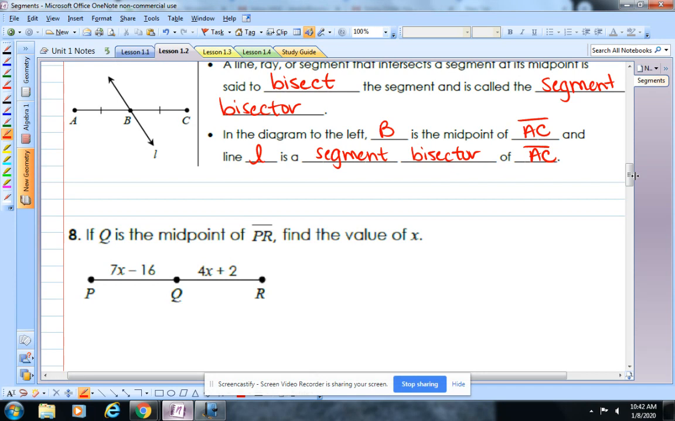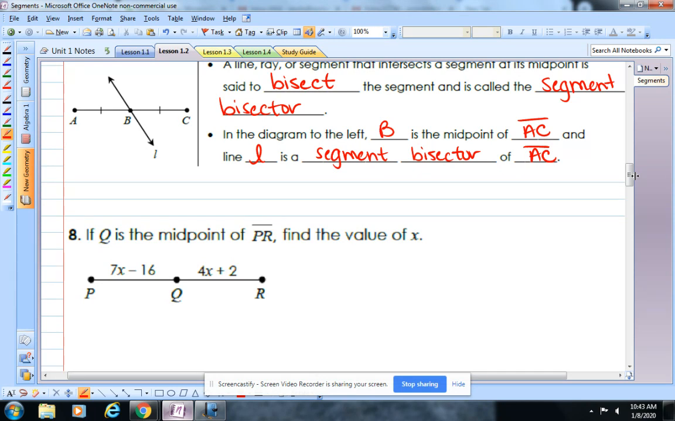Okay? So down to the next example, number 8, it tells me Q is the midpoint of segment PR. Find the value of X. So it's telling me that Q is the midpoint. It's the point exactly in the middle. What do I know about these two segments? They're the same length, right? So how do you think I can solve for X? Exactly. I can set them equal to each other.